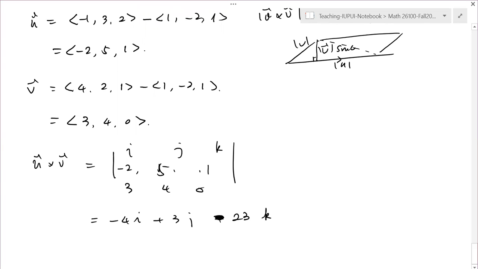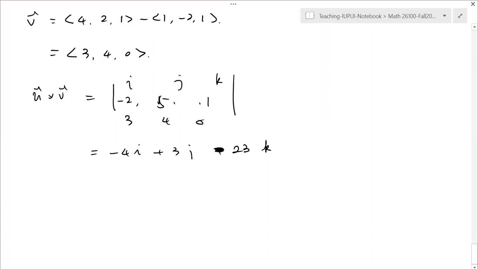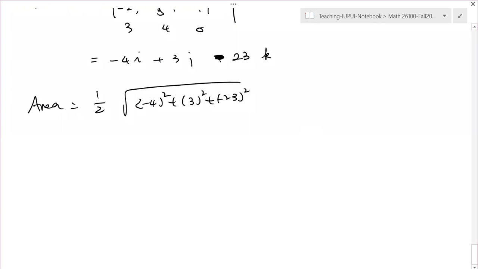Okay, so this is a vector perpendicular to U and V, of course, perpendicular to the triangle spanned by these two vectors. So the area of the triangle will be half of the square root of -4 squared plus 3 squared plus -23 squared. Okay, so that's it. Now I want to do a little bit more about this.